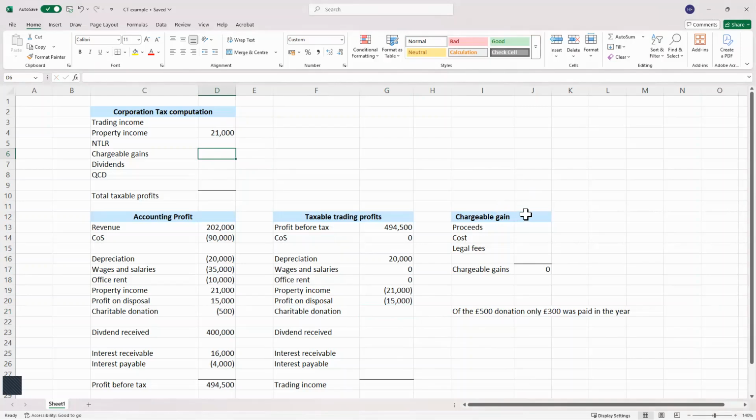So a chargeable gain, what we look at here, we take the proceeds of the sale, and then we can deduct any costs, any associated fees with the cost of disposal, and we will then come down to our chargeable gain. We will look at the chargeable gains in a bit more detail.